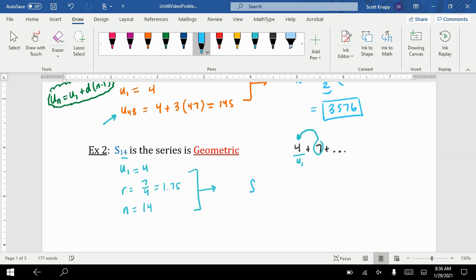So now if I set up the sum of my 14 terms, it would be what I get when I take 4 times 1 minus 1.75, the common ratio, to the 14th power, because that's my number of terms, divided by 1 minus 1.75. We recommend just one calculation. Type this in exactly as it appears on your screen there. If you do that, you should find the approximate value of that sum would be 13,469.748, rounded to 3 decimal places. So that partial sum would be this number if we were geometric.